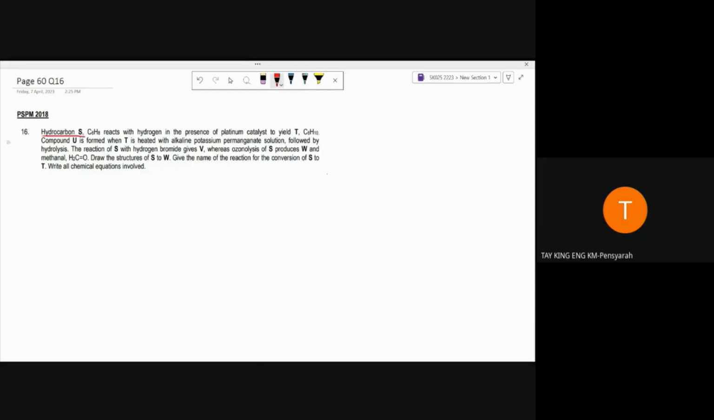Hydrocarbon S, so it is already told that the hydrocarbon has only carbon and hydrogen. So again, when we see the formula, the number of carbon is roughly equal to hydrogen and the number of carbon is more than or equal to 6. When both requirements are fulfilled, we will know this structure has a benzene ring. Okay, and then it reacts with hydrogen in the presence of platinum.